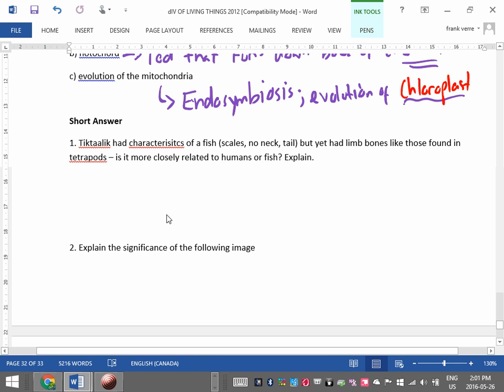So it could be, one will be like this. I'm going to give you a bunch of its characteristics, and you're going to have to tell me, is it more like A or is it more like B? Okay? So for example, this is a familiar one. We didn't talk about this in diversity, but we did talk about Tiktaalik, right? So if I said to you it has characteristics that are fish-like, so scales, no neck, and a tail, but it had the limb bones of a tetrapod. And I said to you, okay, is it more like a fish or is it more like a human?